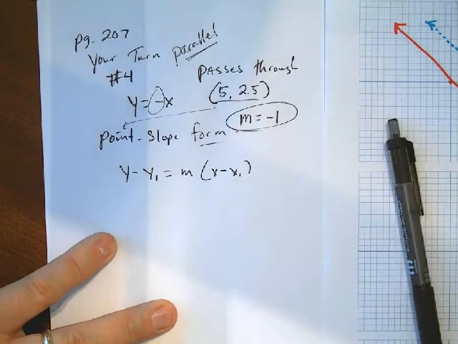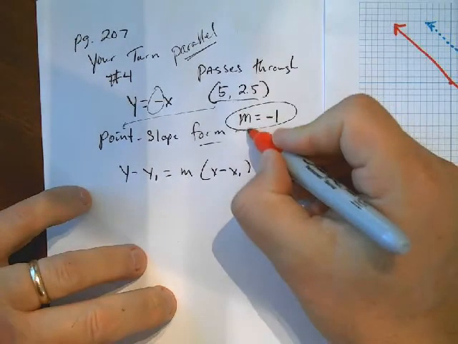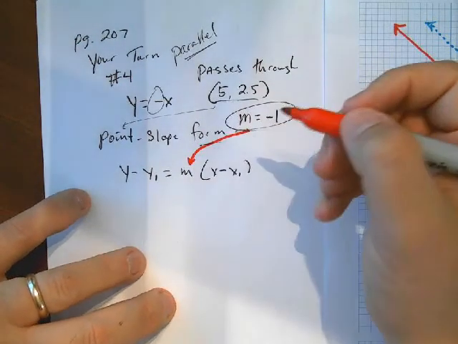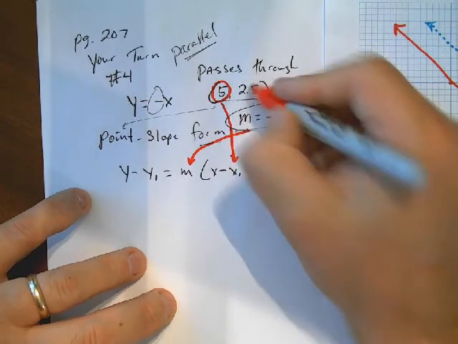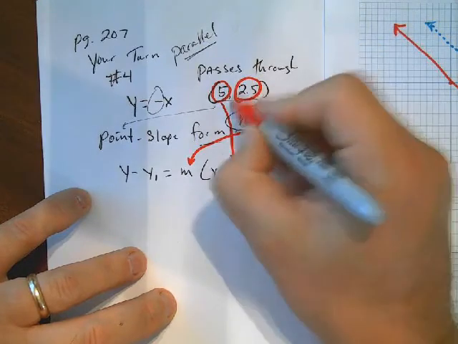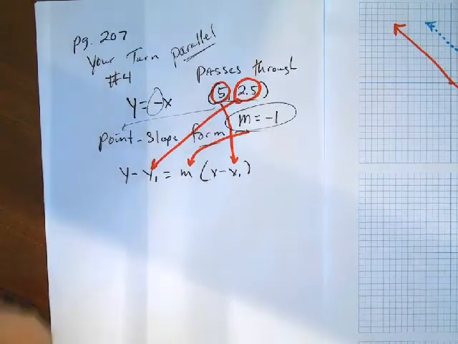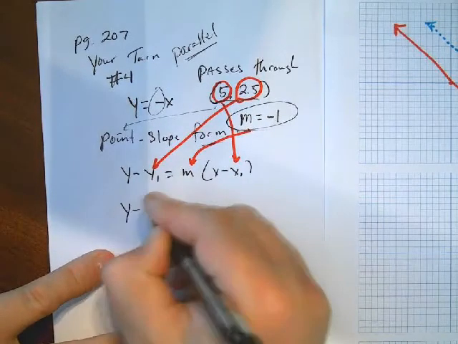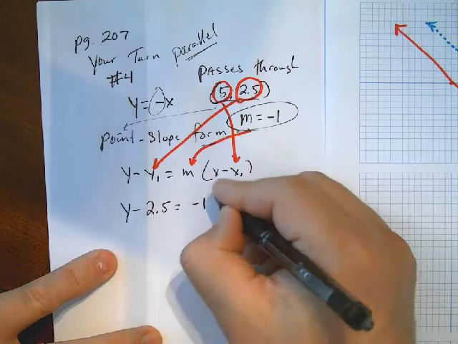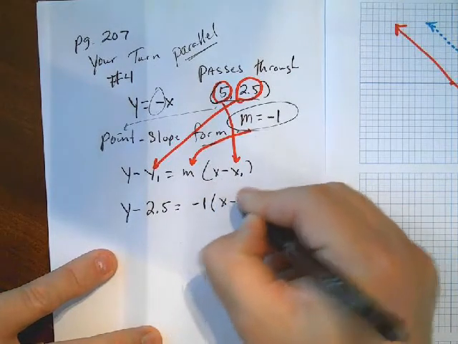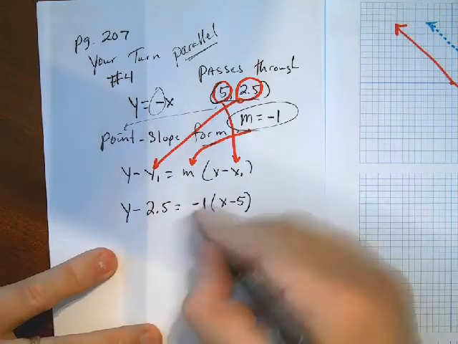So now it's a substitution problem. Back to algebra. We're going to take the slope value and put it in there. We're going to take the x value and put it in there. And we're going to take the y value and put it in there. And so we end up with y minus 2.5 is equal to the slope, which is negative 1, times x minus 5.